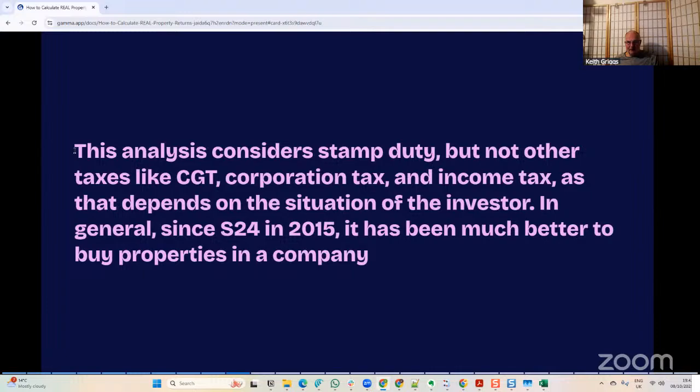But as a general rule, I would say if you buy a new property or buy any property from now onwards, since Section 24 was introduced in 2015, it's normally been better to buy properties in a company because George Osborne effectively penalised the tax treatment of when you buy it as an individual.